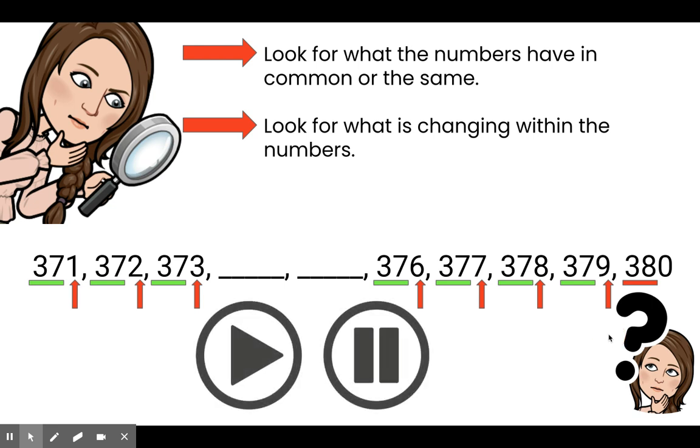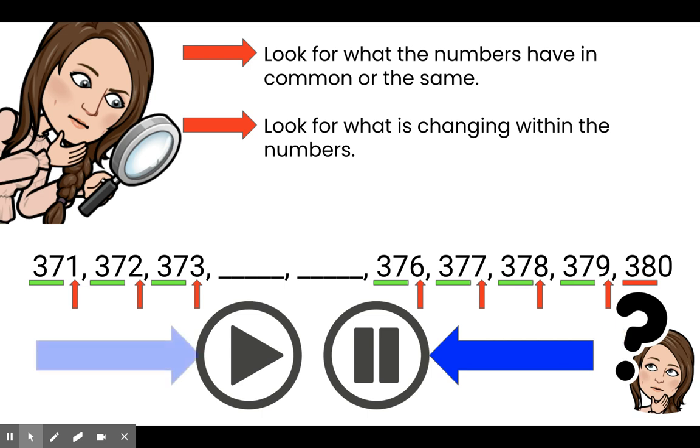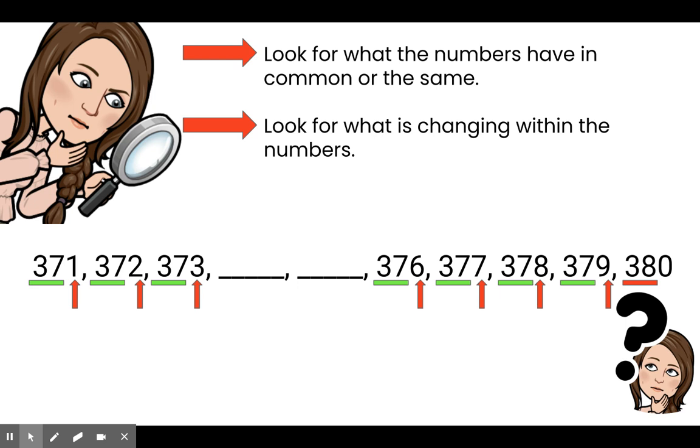It's your turn. I want you to press pause, fill in the missing numbers. When you're ready to check your answer, press play. Okay, let's take a look at this pattern. You may have noticed that we're increasing by 1 each time. So 373, when we increase by 1, would become 374. Add another 1 to 374, and we have 375.